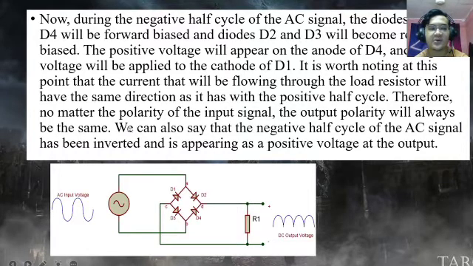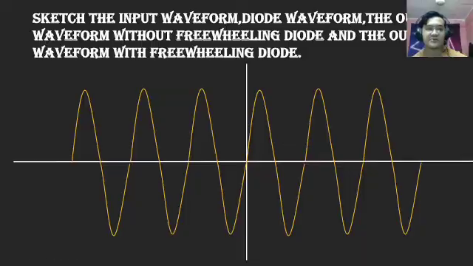Therefore, no matter the polarity of the input signal, the output polarity will always be the same. We can also say that the negative half cycle of the AC signal has been inverted and is appearing as a positive voltage at the output.